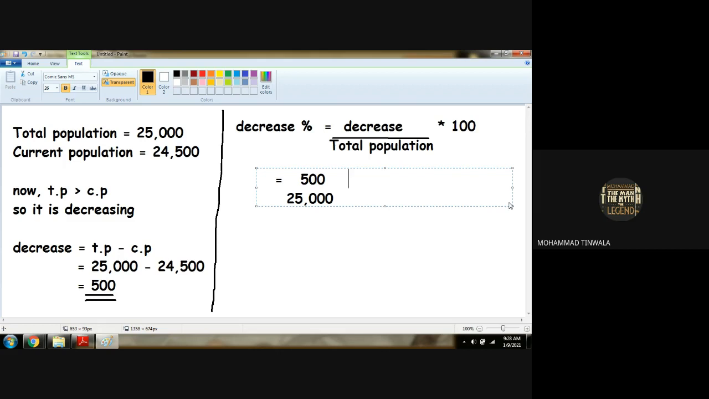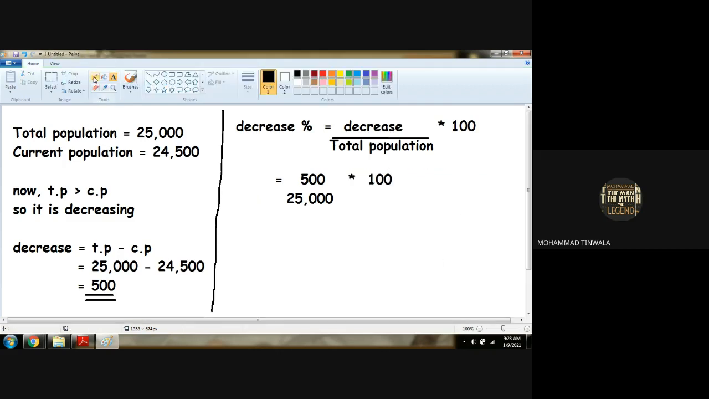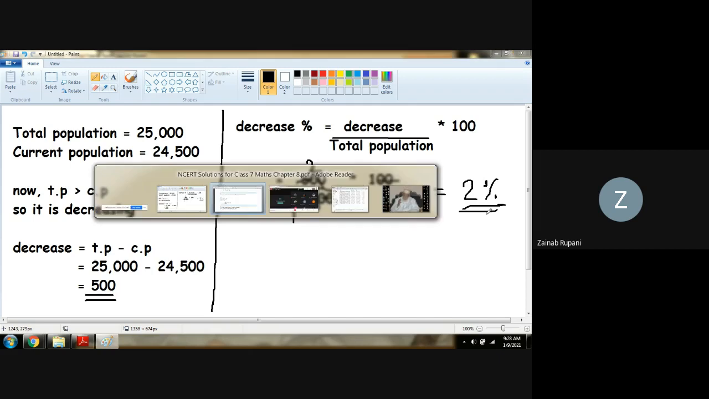500 upon 25,000 multiplied by 100. This 2 0 got cancelled with this 2, 1 0 got cancelled with this one. 25 ones are 25. Sorry, 25 twos are 50. So total decrease of how many percent? 2% in the population. 2%. Any doubt with this? No, sir. Sure, bachcha party? Yes. Chalo, sir.